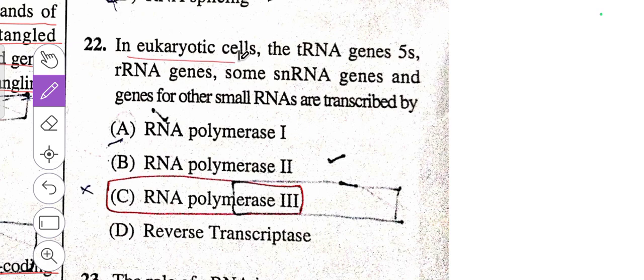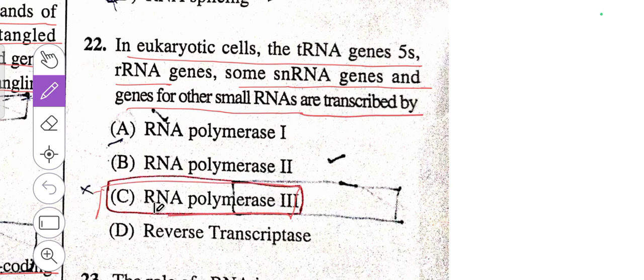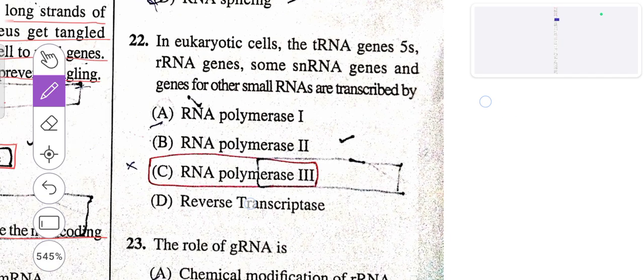Then 22, in the eukaryotic cell the tRNA genes, 5S RNA, some snRNA genes and genes for other small RNAs are transcribed by RNA polymerase 3, that is the right answer. RNA polymerase 1 will do the ribosomal RNA synthesis, whereas RNA polymerase 2 will help in the production of mRNA, whereas this one will be helpful in the production of tRNA. So C is the right answer.